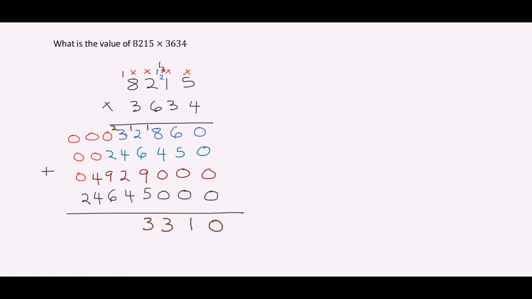2 plus 3, 5. Plus 4, 9. Plus 2, 11. Plus 4, 15. So we have a 5 here, bring up a 1 here. 1 plus 0, 1. Plus 2, 3. Plus 9, 12. Plus 6, 18. So we have an 8 right here, bring up a 1. 1 plus 0, that's 1. Plus 4, 5. Plus 4, 9. Then 0 plus 0 plus 0 plus 2, that's a 2. So now we put our commas, and then this is the answer to the problem.